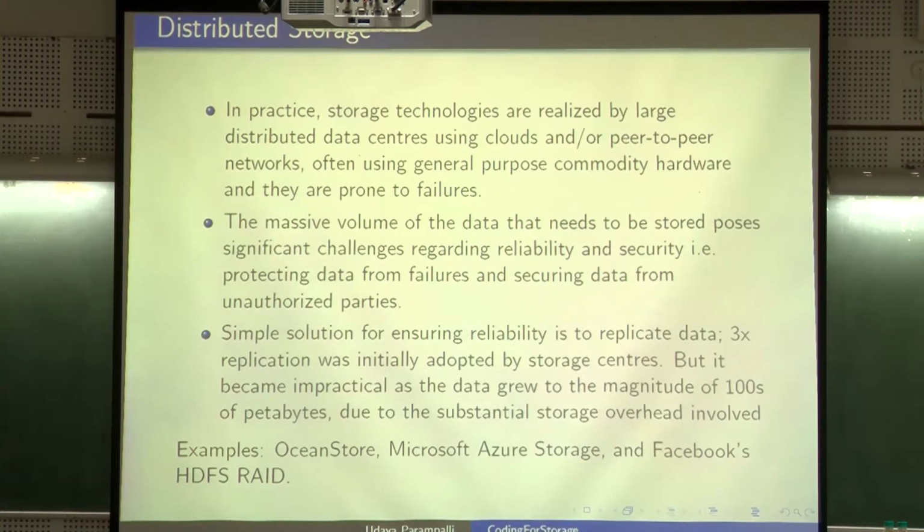When storage centers were initially there, that was the approach adopted. You have replication, but it became impracticable as the data grew to the magnitude of thousands of petabytes. There are some good examples there: OceanStore, Microsoft Azure Storage, Facebook HDFS RAID, etc.